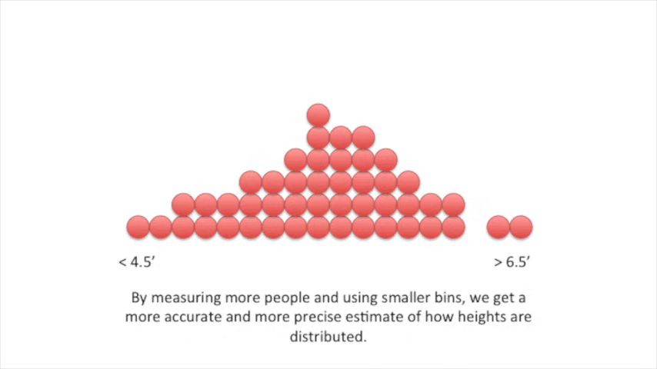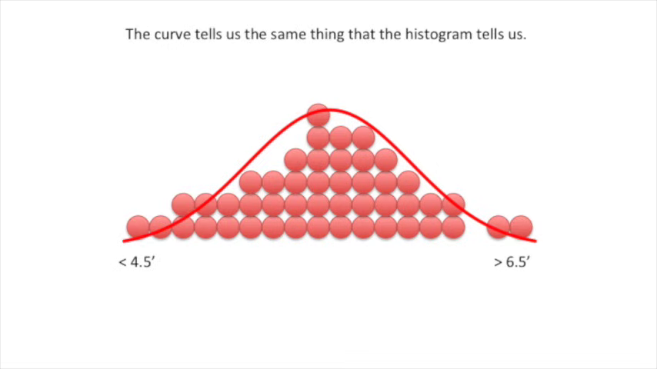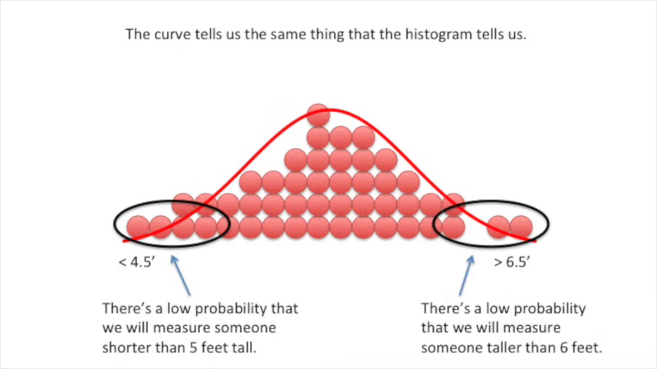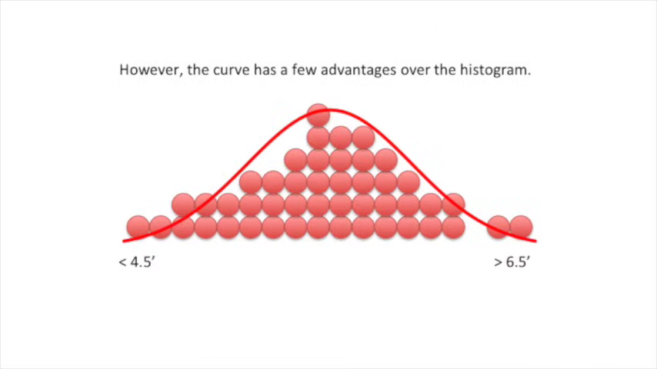By measuring more people and using smaller bins, we get a more accurate and more precise estimate of how heights are distributed. We can use a curve to approximate the histogram. The curve tells us the same thing that the histogram tells us. There's a low probability that we will measure someone shorter than 5 feet tall. There's a low probability that we will measure someone taller than 6 feet. Lastly, there's a relatively high probability we'll measure someone between 5 and 6 feet tall.